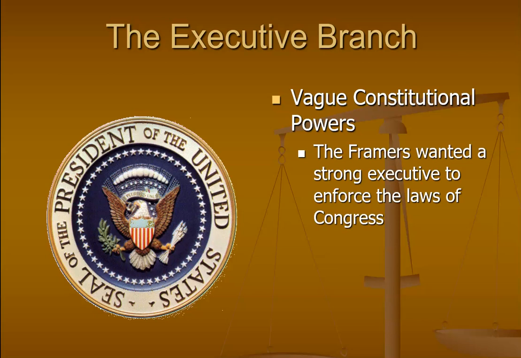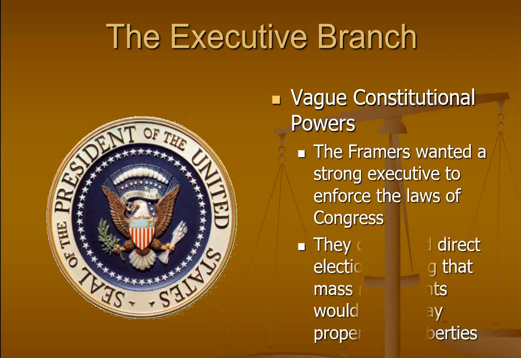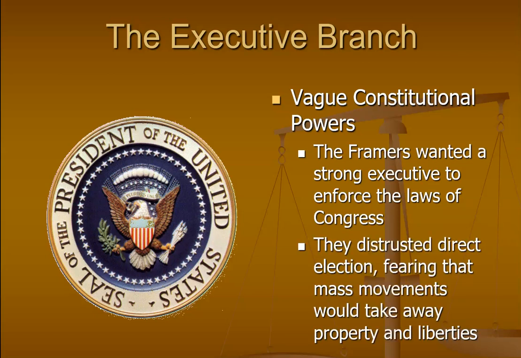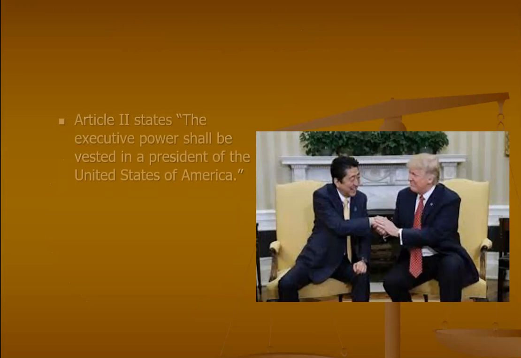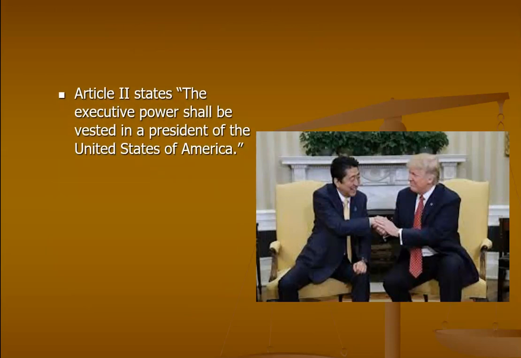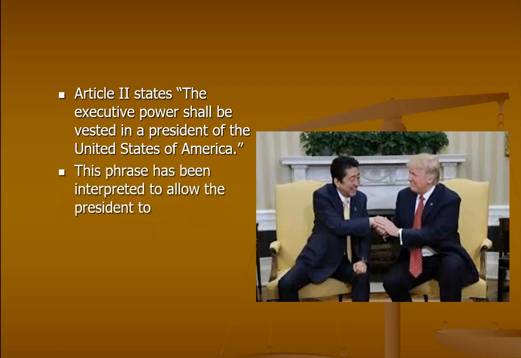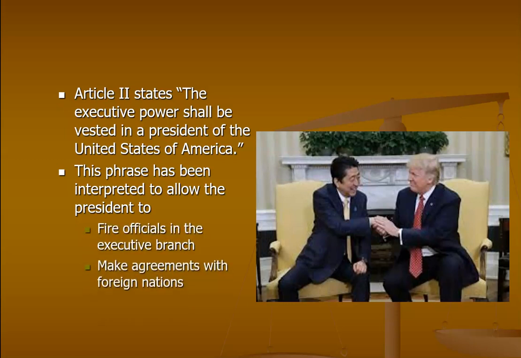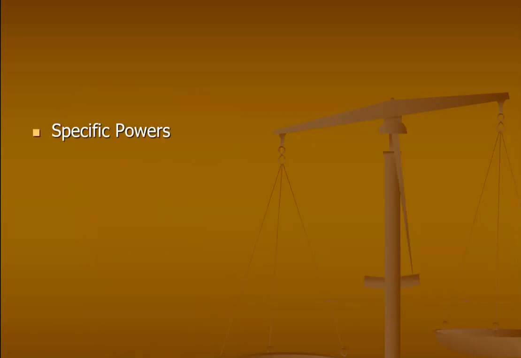The executive branch has vague constitutional powers. The framers wanted a strong executive to enforce the laws of Congress, and they distrusted direct elections, fearing mass movements could take away property and liberties of the people. Article 2 states the executive power shall be vested in a President of the United States of America. This phrase has been interpreted to allow the President to fire officials in the executive branch, make agreements with foreign nations, take emergency action to save the country.